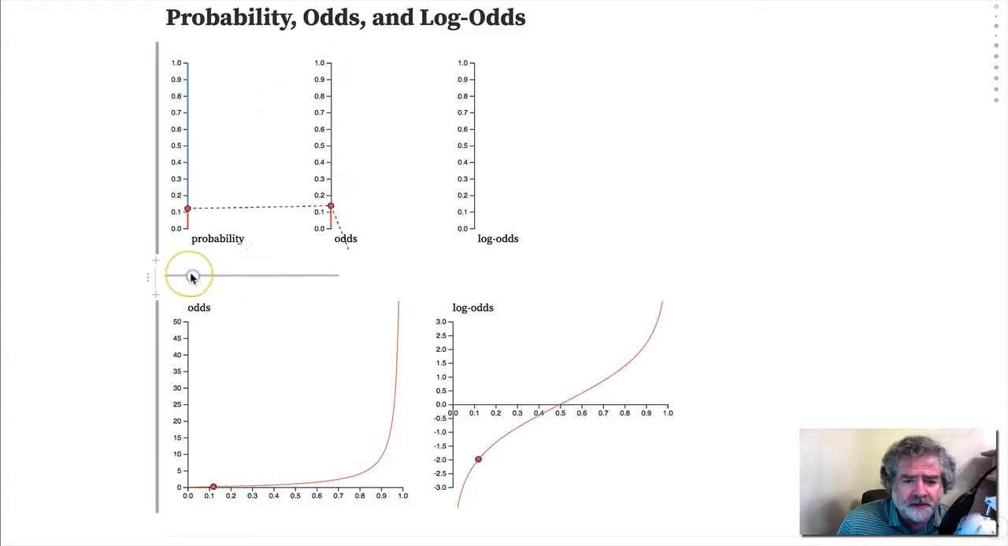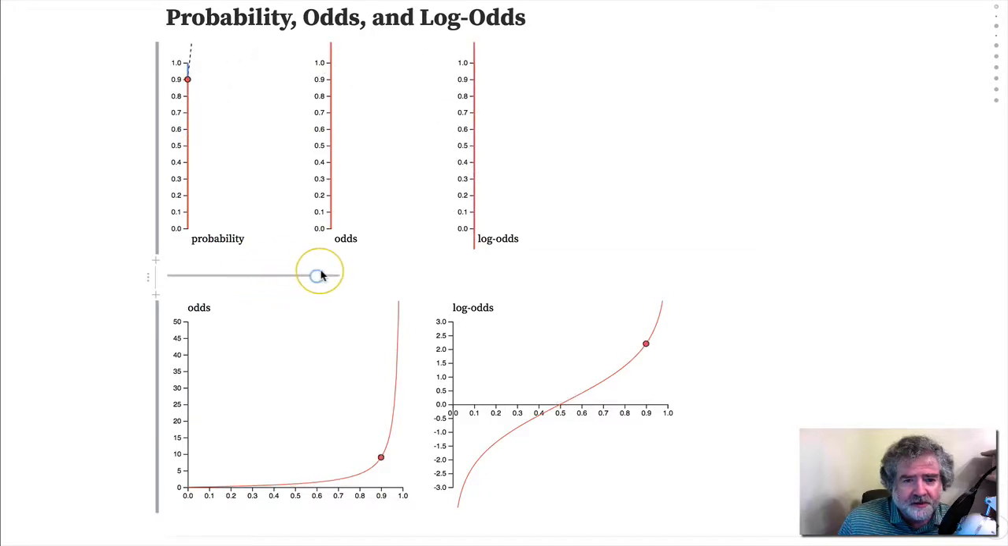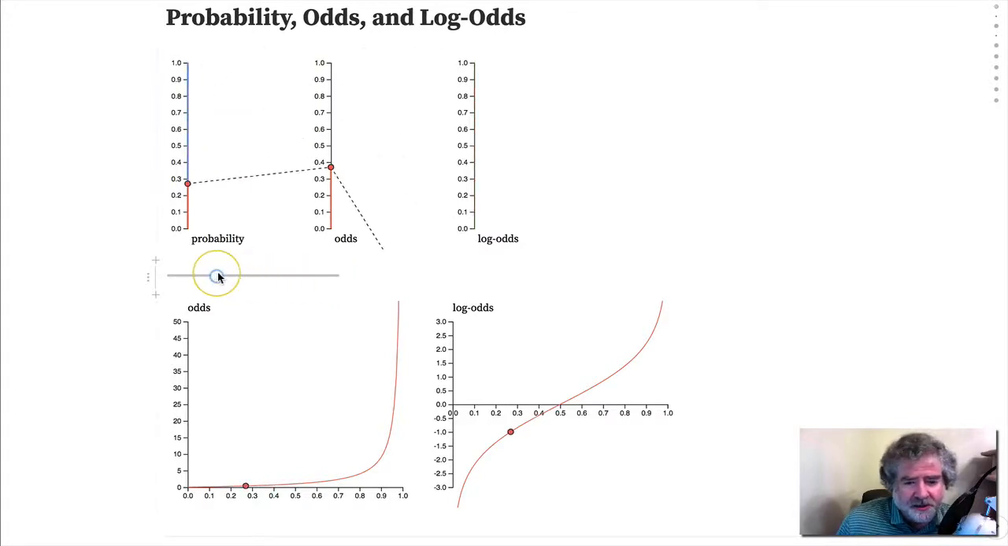So when you're down close to 0, the event is not likely to happen. When you're at 0.5, 50-50 chance. And when you're at 1, it's pretty much certain to happen. But that's not the only way to measure the likelihood of an event. Another way is to use what are called the odds.